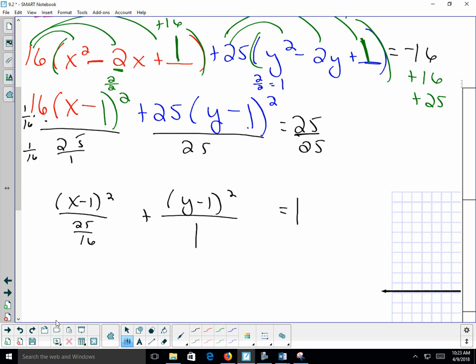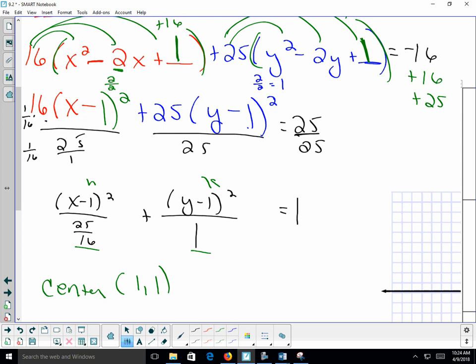From this, I can tell that my center is, again, this is my H and this is my K, just like before with the circle. My center is going to be 1, 1. That's easy. Now, I see that I have two denominators. I have to decide which one's larger. So I'm looking at 25/16 and 1. So which one is larger?